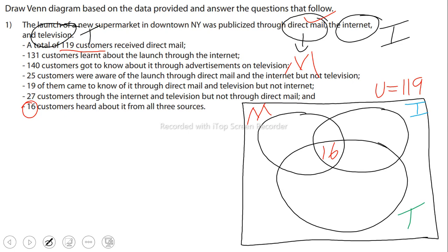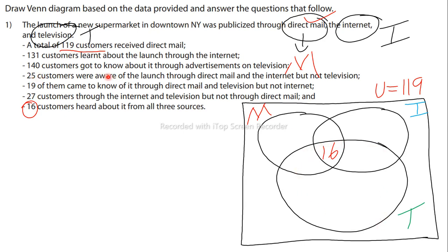Then they tell us 131 customers learned about it through the internet. So this whole thing right here, all of I, is going to be 131 customers. 140 got to know about it through advertisements on television. So all of this for T, everything in here, is going to be 140.